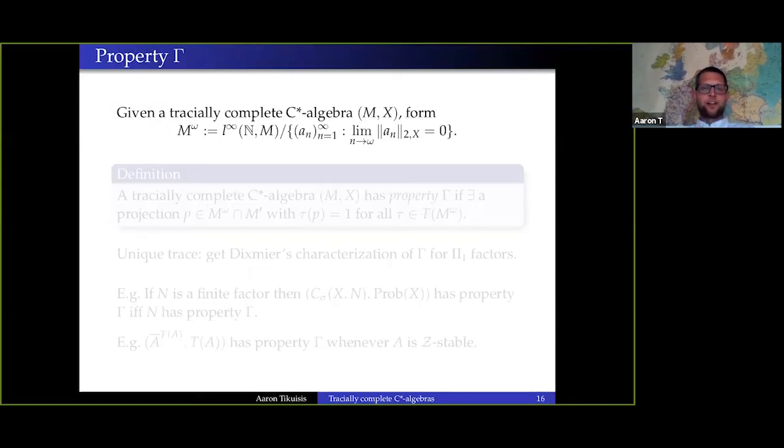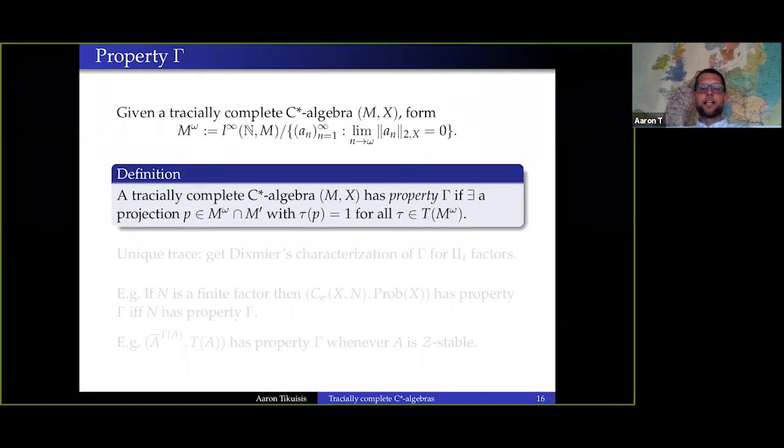Okay, so I wanted to talk about property gamma. When we have a tracially complete C-star algebra, we can do a version of a tracial ultrapower. We say that the tracially complete C-star algebra has property gamma if there's a projection in this ultrapower which is central, so it commutes with M. M sits in a canonical way as constant sequences in this ultrapower. And the projection, oh, big typo here. I said that the trace of the projection is 1, but it should say the trace of the projection is 1/2. And that should hold over all traces on this ultrapower.